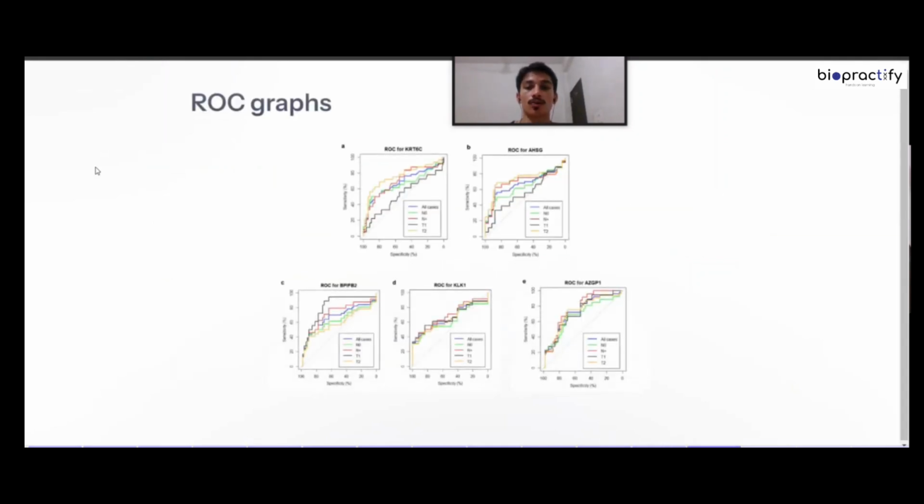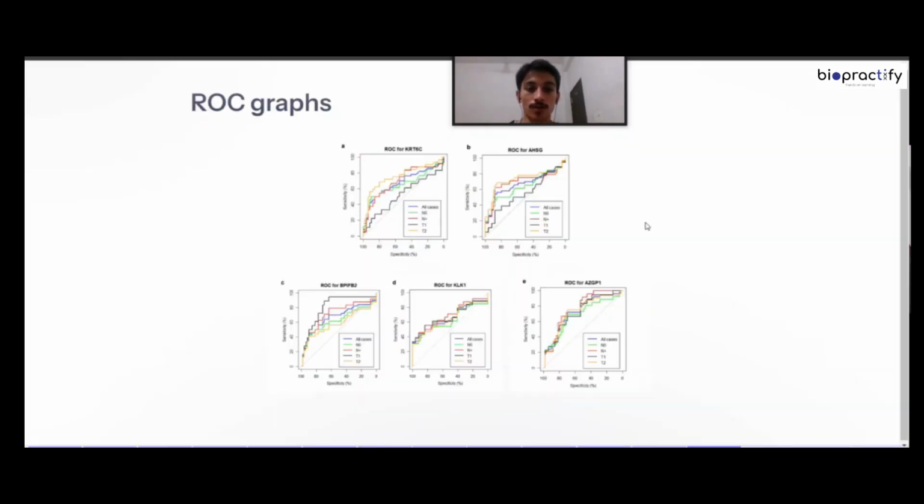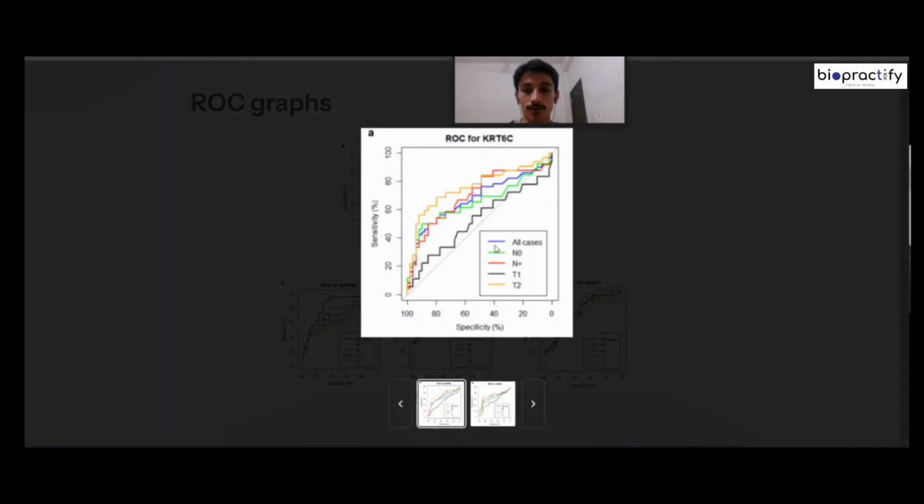So these are the ROC graphs that were presented in the research study. As you can see here, the specificity versus sensitivity graph was made for the different stages of cancer. In T1 and T2, these five proteins were measured and plotted in the graph, wherein we can see different amounts of significance of the data.